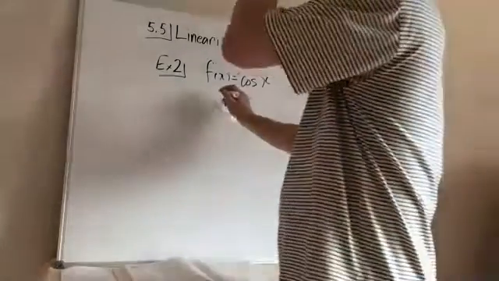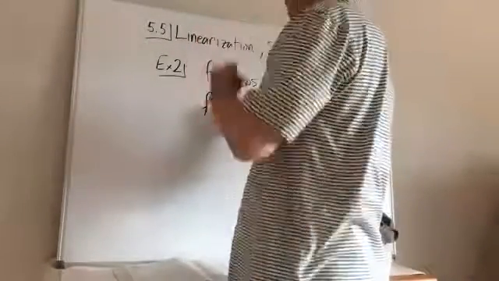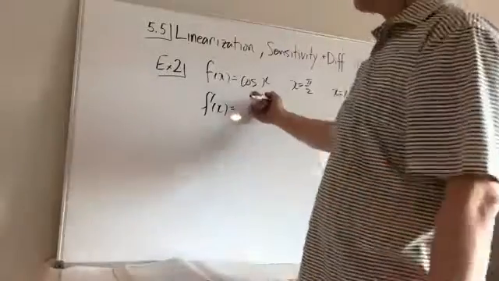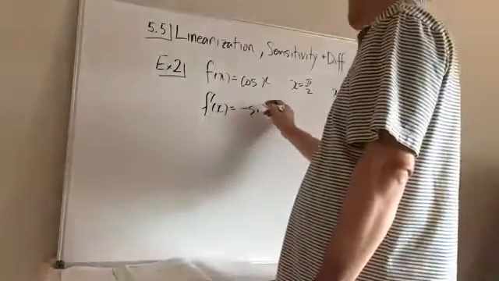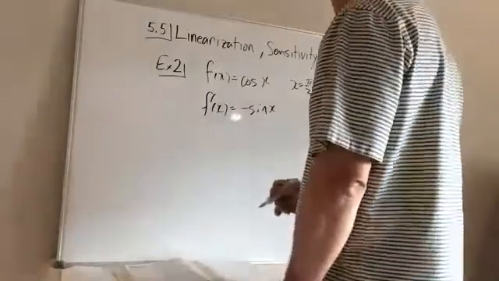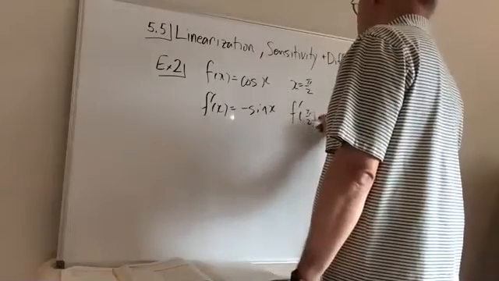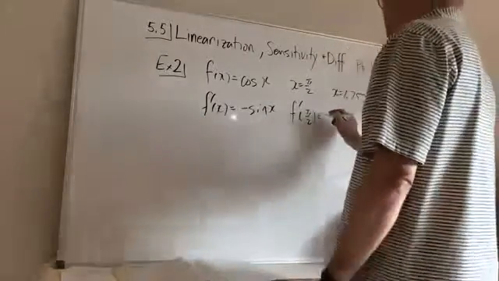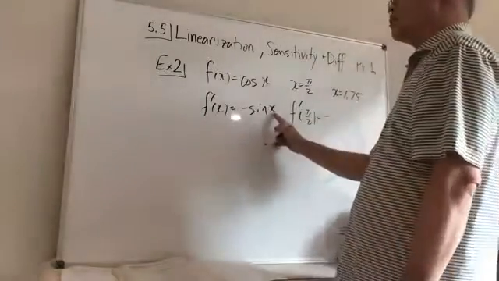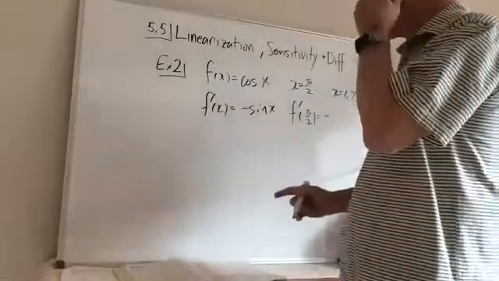Okay, so f prime is the derivative of this, so it's going to be minus sine of x, right? So f prime at pi over 2 is going to be equal to what? Negative sine pi over 2, which is, what is sine of pi over 2?